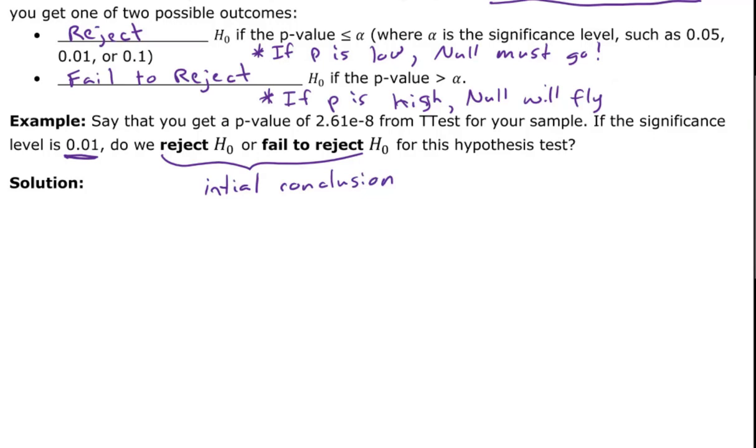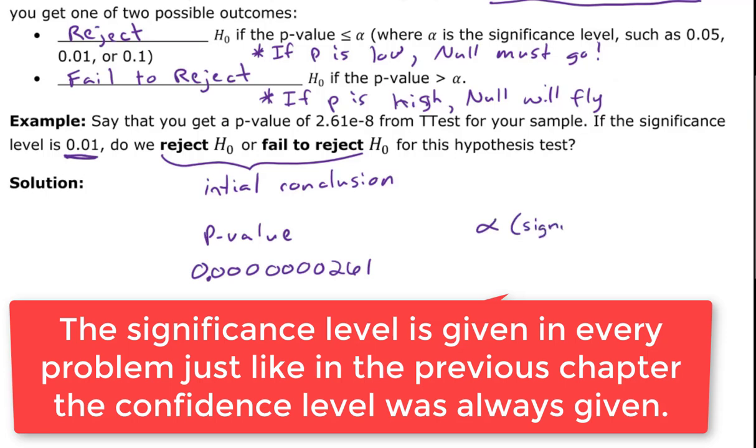Well, the p-value, just writing it down here, is 2.61 e-8, so that's 8 zeros. Put a decimal between the first two zeros that you drew, and then 261. So basically, you're just moving the decimal back. If you're moving it backwards, you're moving it back 8 places. And then the significance level, that's what this alpha is. Significance is 0.01. Now, how do these two compare to each other?